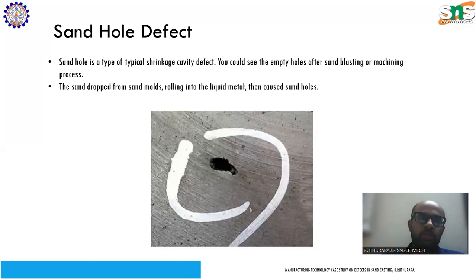So if the parting sand is not provided, what happens is that the larger sand particles get trapped inside the molten metal. And after solidification occurs, during the fettling process, the sand comes out of the solidified metal. When the sand comes out, a hole is formed. That hole is called a sand hole. So this can be prevented by providing proper parting sand over the material.